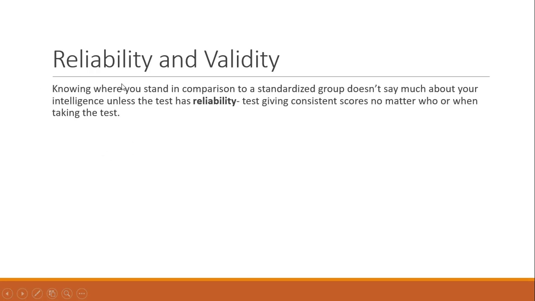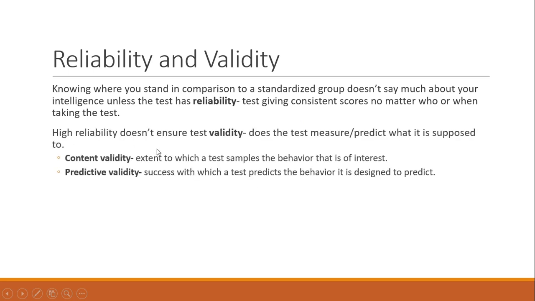Reliability and validity. Knowing where you stand in comparison to standardized groups doesn't say much about your own intelligence unless there's reliability. So, does the test give consistent scores no matter who or when taking the test? High reliability doesn't ensure test validity. Understand that. Does the test measure and predict what it's supposed to? There are two different parts when it comes to validity. There's content validity, the extent to which the test samples the behavior that is of interest, but also predictive validity, the success with which the test predicts behavior it is designed to predict.